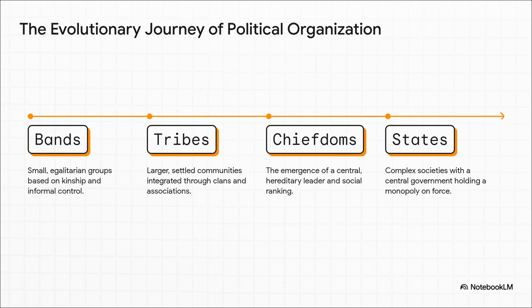We start with those small egalitarian bands, where kinship is everything. Then we scale up to tribes, which find ways to link different communities. After that comes the chiefdom. That's the game changer that introduces a central, hereditary leader and social ranking. And all of that leads to the state, this huge, complex society with a government that holds a monopoly on force. It's a clear progression, right? Bigger scale, more centralization, and way more complexity.